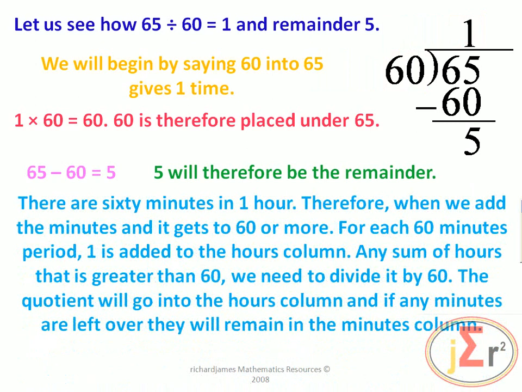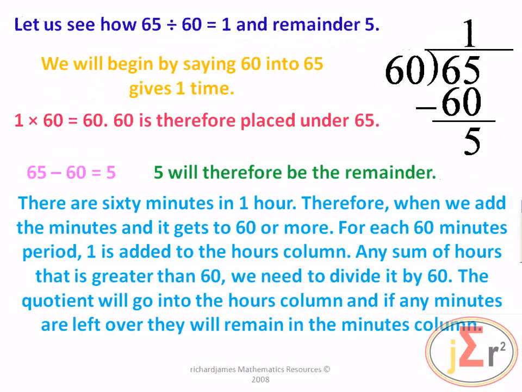There are 60 minutes in 1 hour. Therefore, when we add the minutes and it gets to 60 or more, for each 60 minutes period, 1 is added to the hours column. Any sum of minutes that is 60 or greater, we need to divide by 60. The quotient will go into the hours column, and if there is any minutes left over, they will remain in the minutes column.